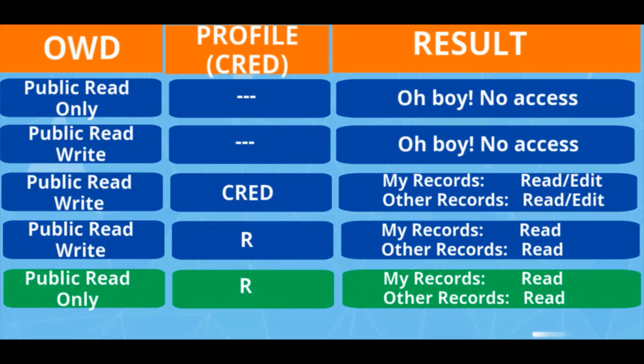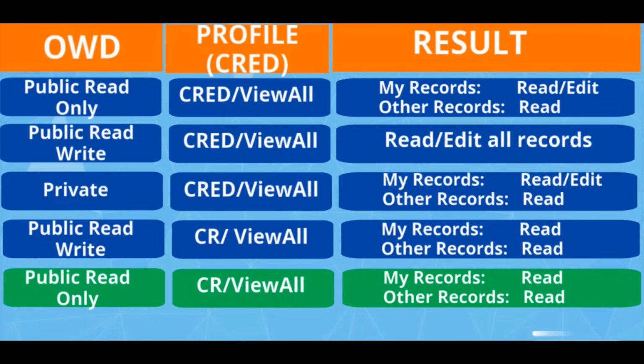Coming to the next scenario, OWD says public read only and the profile says just read, which means in my records it is read and in the other records also it is just read. If you see this and the previous result, it is the same even though OWD changes. Why? Because the profile should also grant write permission in the previous scenario. That is the reason in the previous scenario even though OWD is read write, it didn't work, and in the current scenario OWD has read and the profile has read. That is the reason we were able to read it. Simple. If you see the last two scenarios, the current scenario selected and the previous scenario, both of them have the same profile and the same result, except the OWD is different.